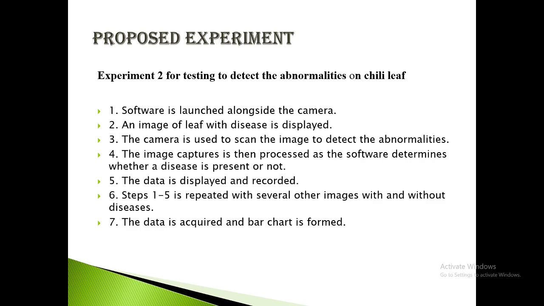The second experiment is for testing the detection of abnormalities on chili leaf. In the first step, the software is launched alongside the camera. An image of a leaf with disease is displayed. The camera is used to scan the image to detect abnormalities. The captured image is then processed as the software determines whether the disease is present or not. The data is displayed and recorded. Steps 1 to 5 are repeated with several other images with and without diseases. The data is acquired and a bar chart is formed.